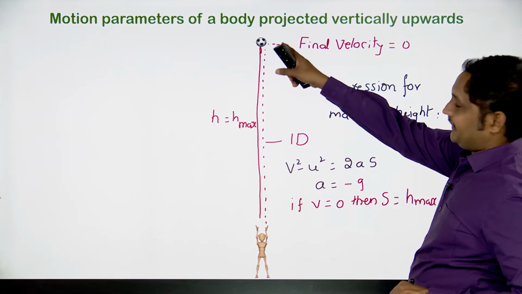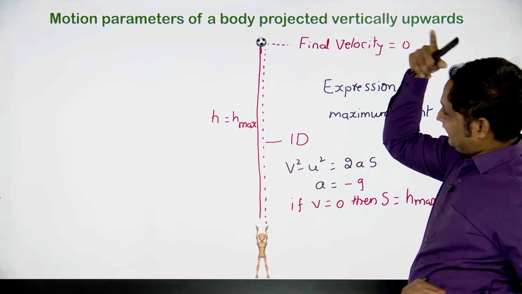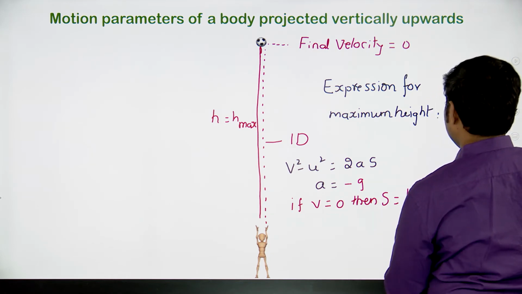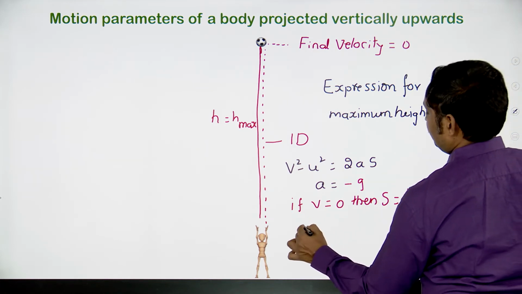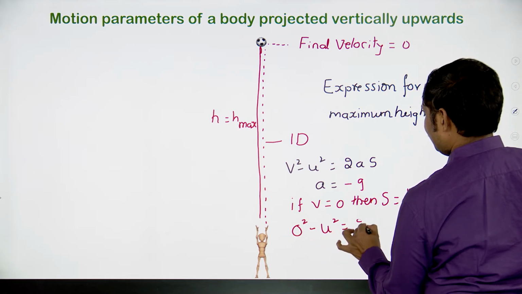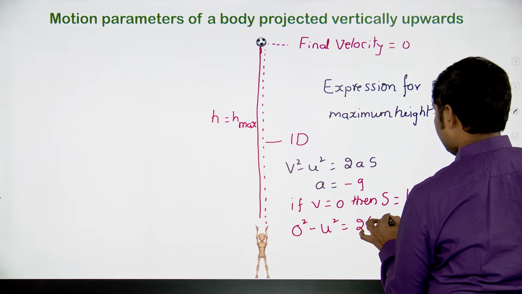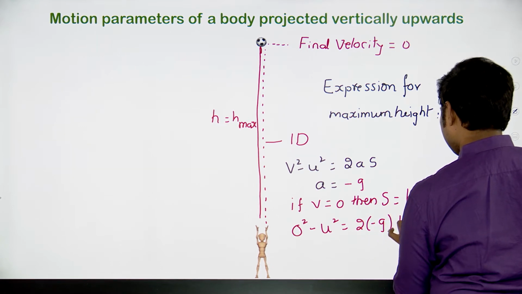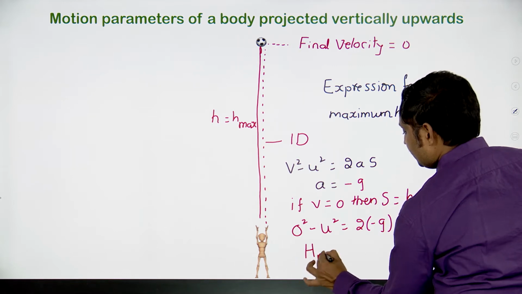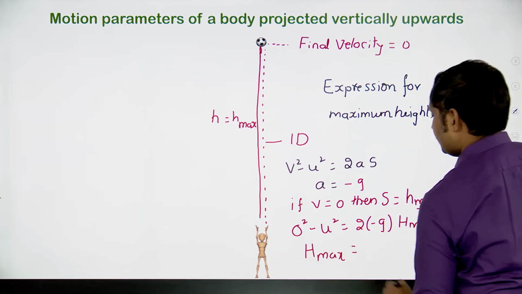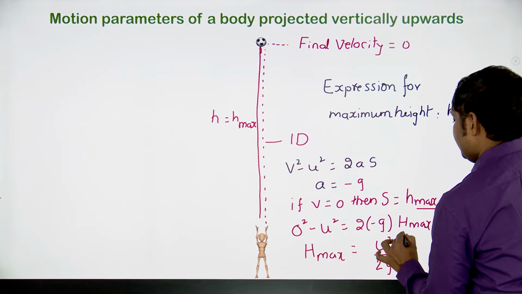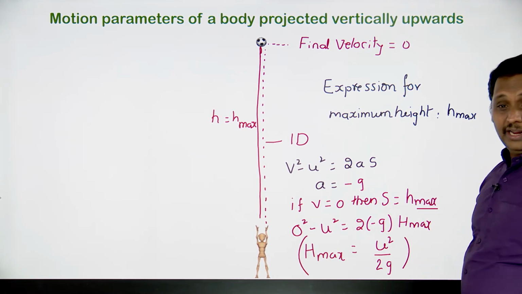Where does it reach? If the final velocity is going to be 0, it's very clear. We would like to go for that h maximum. So, easily you will find out that minus u square is equal to 2 into minus g into h maximum. We would like to go for that maximum height, which is u square by 2g. Very clear.